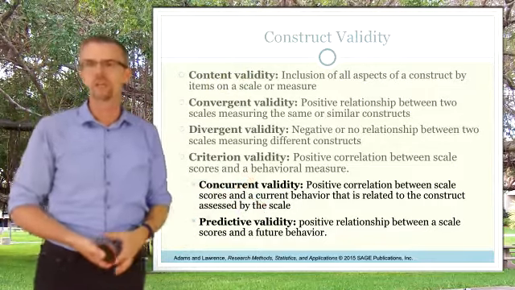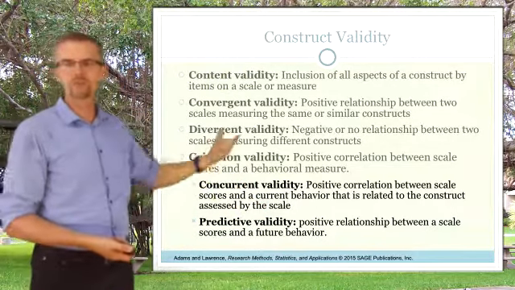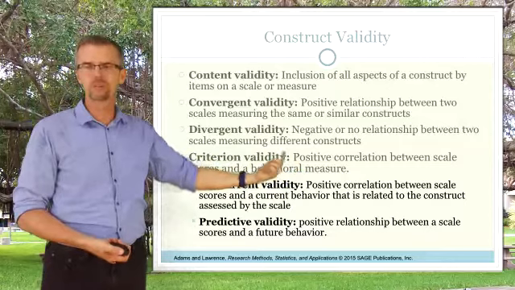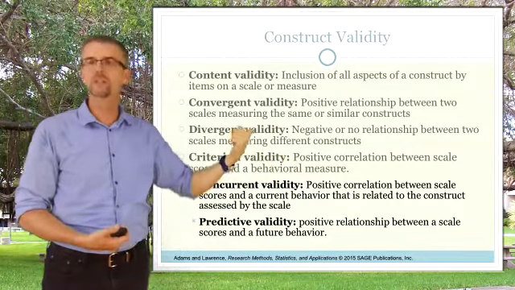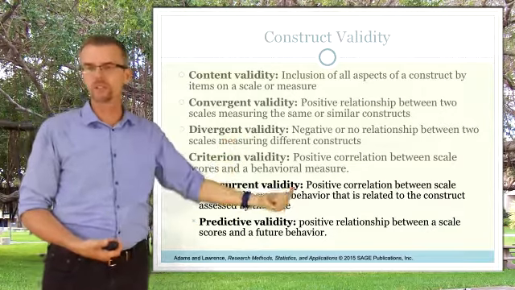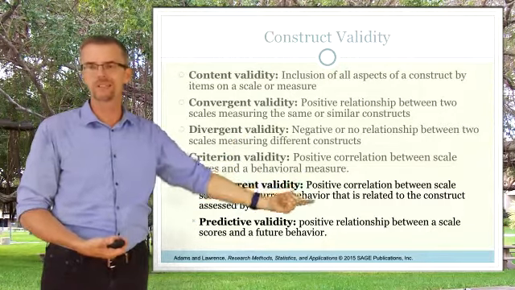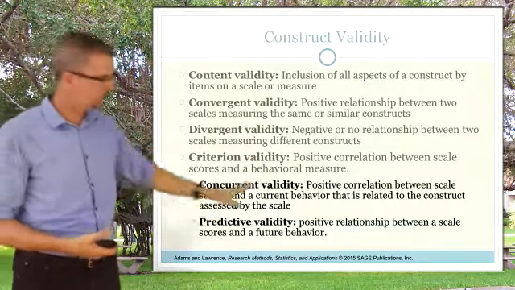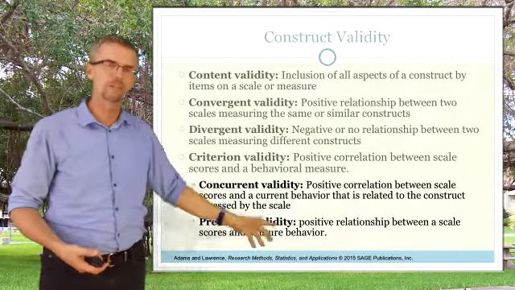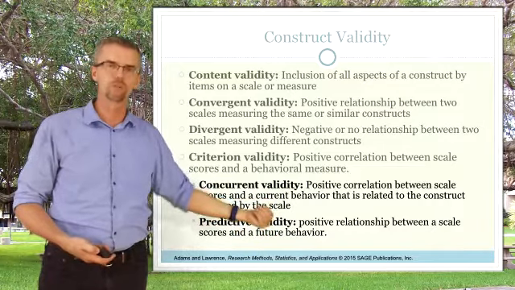This is from the textbook. Concurrent validity is a positive correlation between the scale scores and a current behavior that is related to the construct assessed by the scale. And predictive validity is a positive relationship between a scale score and future behavior. So these are two very important things that are going to relate to your own research project.